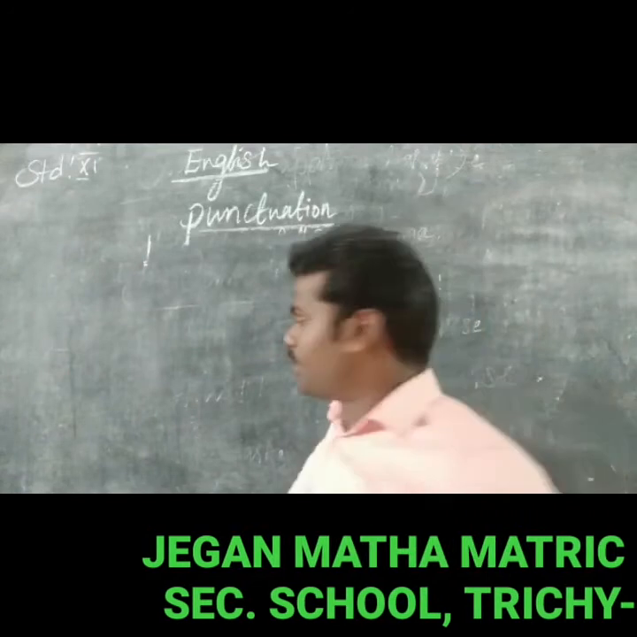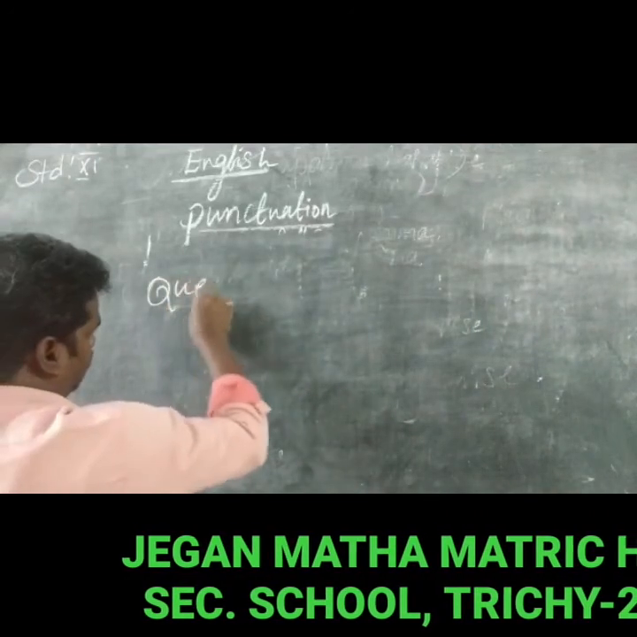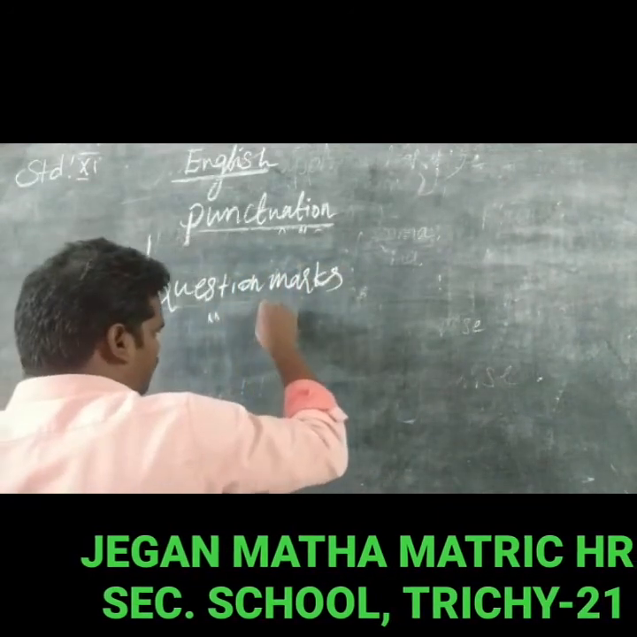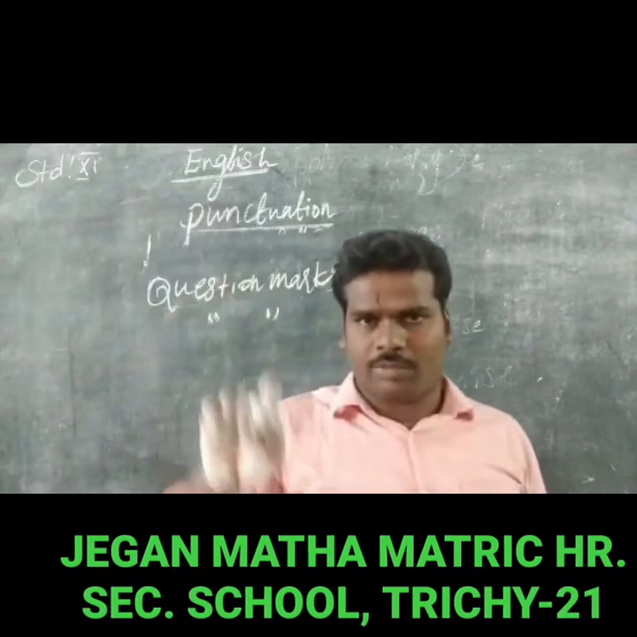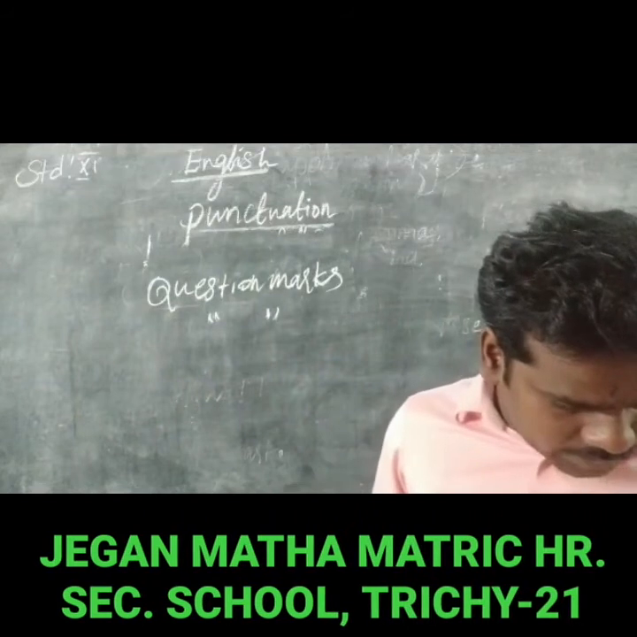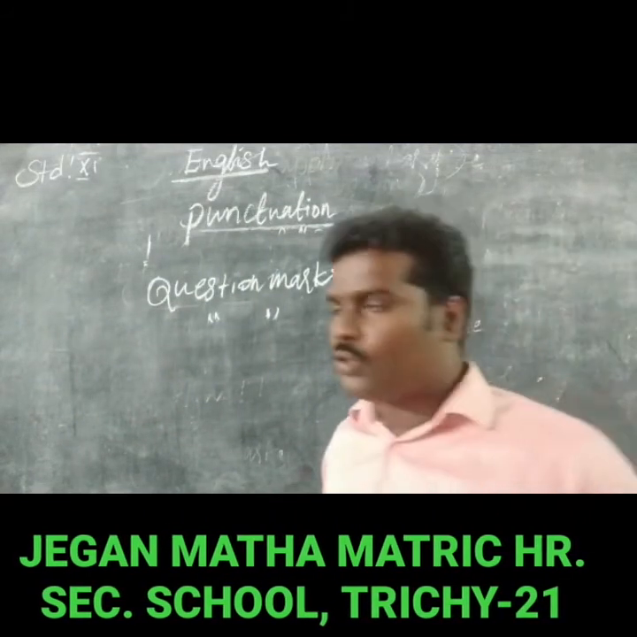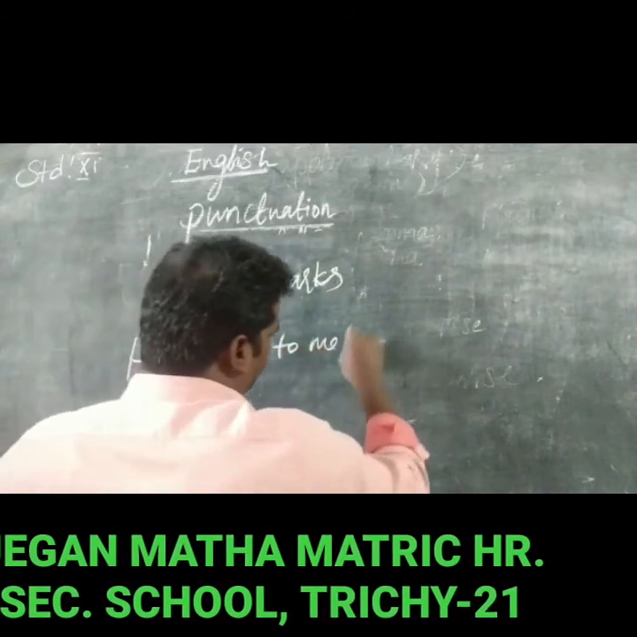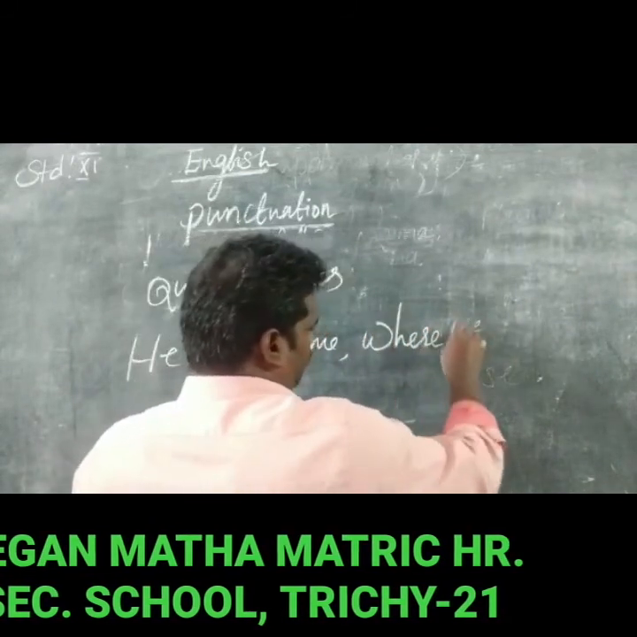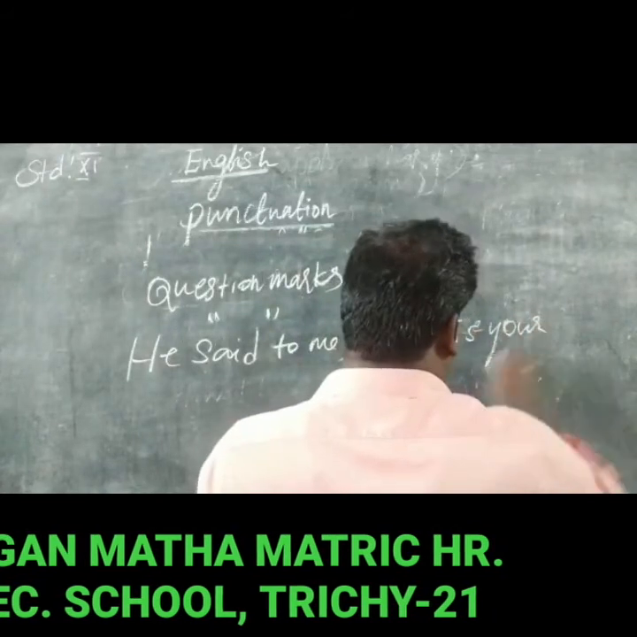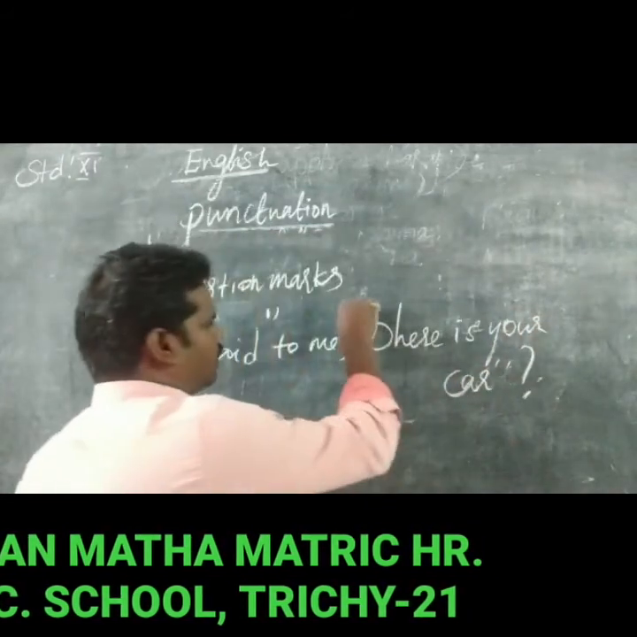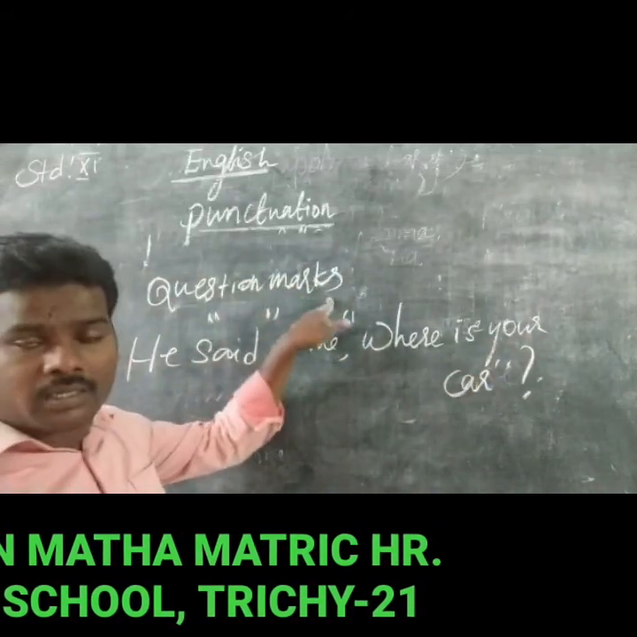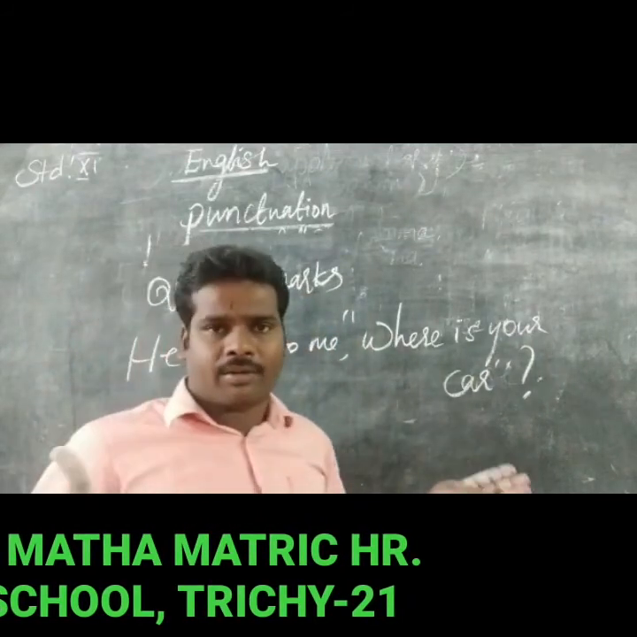Next one, question marks. At the end of the sentence, a question mark. You can learn the question mark. Where is your car? He said to me, where is your car? So this one ends with a question mark. Question mark and question marks are separate, we will learn that.